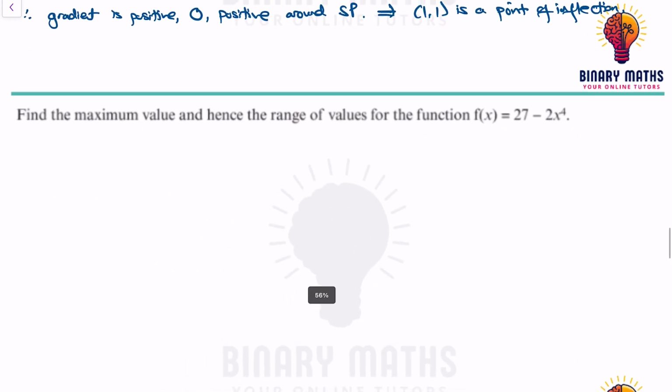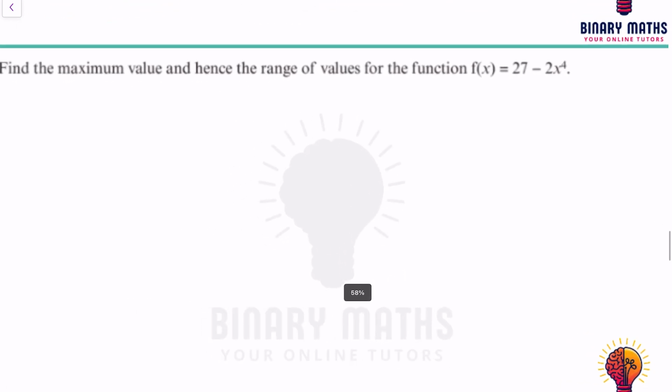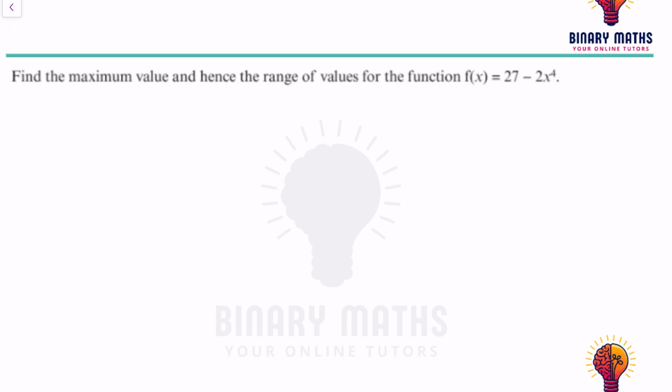Okay, next question. Find the maximum value and hence the range of values for the function f of x is equal to 27 minus 2x to the power of 4. Okay, so first thing I need to do is find the gradient function. So f dash of x is equal to, if I differentiate it, the first term disappears, the second term will be minus 8x to the power of 3.